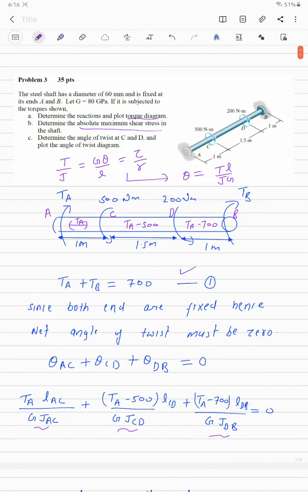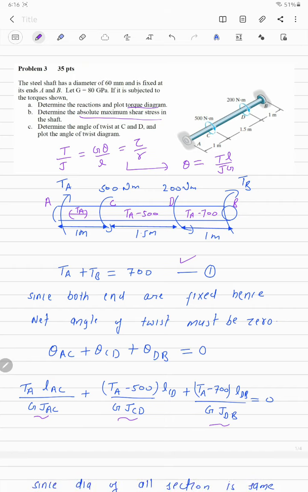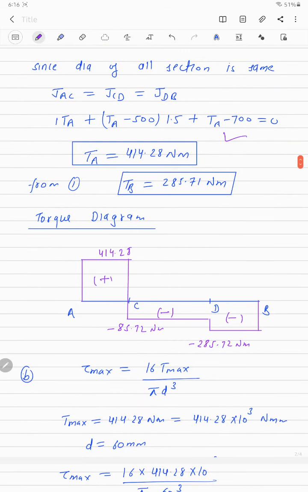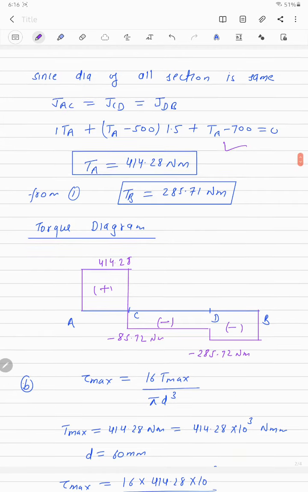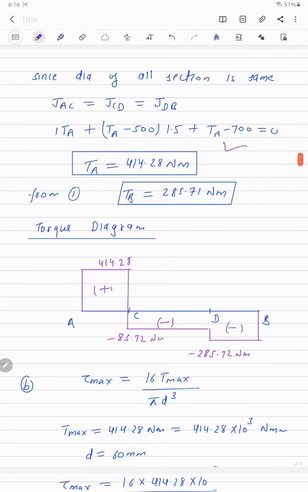Ta is already found. From section AC, torque will be Ta only, so I have taken it as positive. Ta will be this throughout. Then 500 we will decrease from it. Again it will be constant. Then again 200 we will decrease. So that will be the torque diagram. Here Ta, and here torque will be Tb.